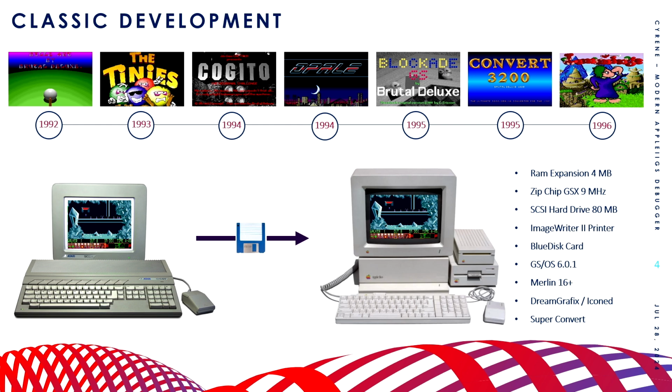I already spoke a little bit about the Blue Disk card, which was there to simplify the exchange between the Atari ST or PC with the IIgs. And of course, on the Apple IIgs, we were running GS/OS 6.0.1 at the time. We were using Merlin 16 to write code, using DreamGraphics and Iconade for all work on graphic assets, and of course, using SuperConvert to convert pictures coming from the Atari ST or the other platforms to have Apple IIgs ready-to-use graphic formats.